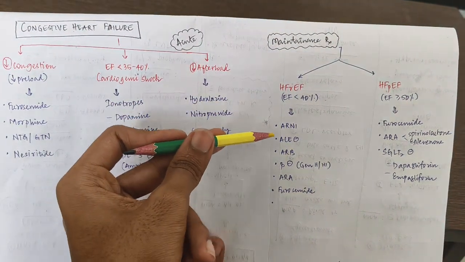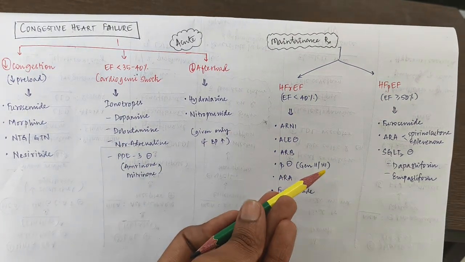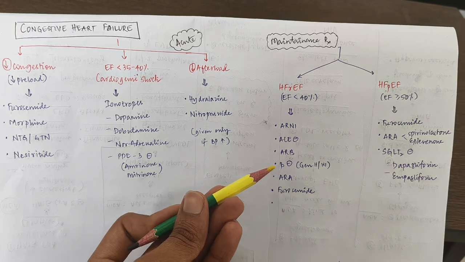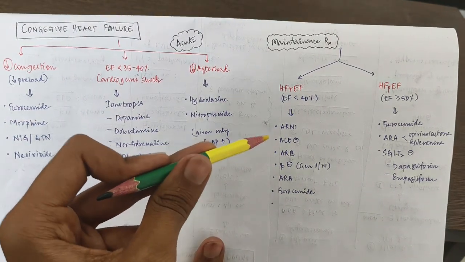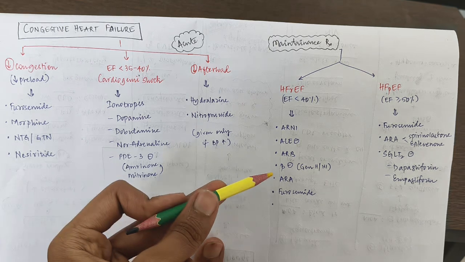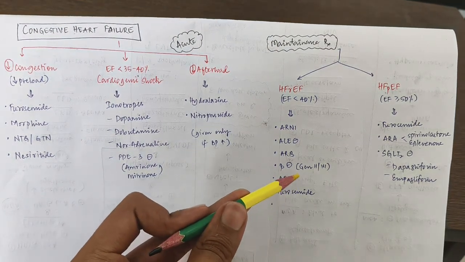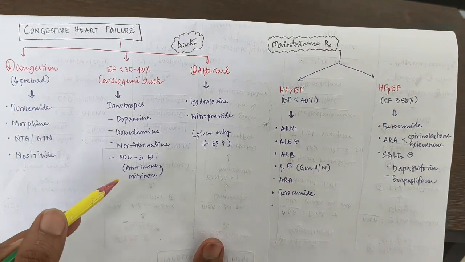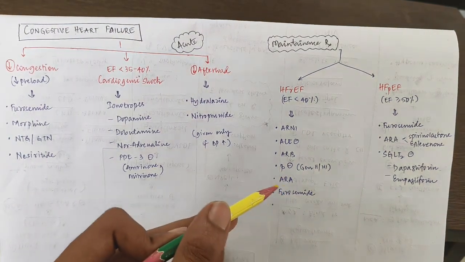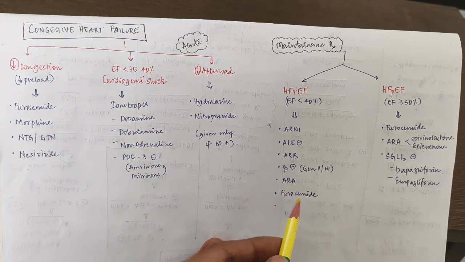The next are ACE inhibitors and ARBs and beta blockers such as second generation and third generation like labetalol, esmolol, carvedilol, nebivolol. They are cardioselective beta 1 blockers. That's why they are used. Next is ARA. What is ARA? Aldosterone receptor antagonists such as spironolactone, eplerenone, finerenone. Not milrenone, it is finerenone. Next, furosemide is also used to reduce congestion in heart failure.